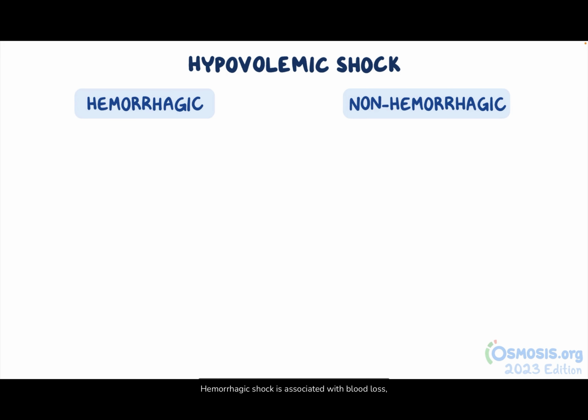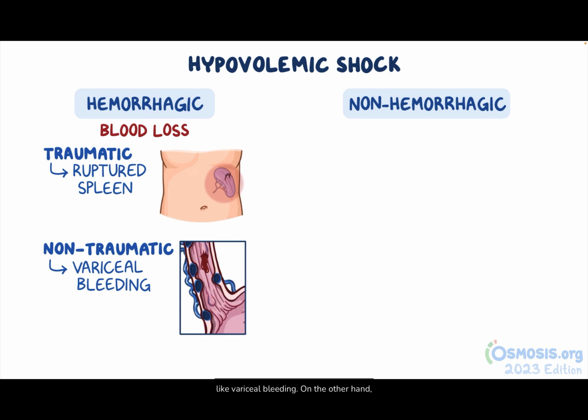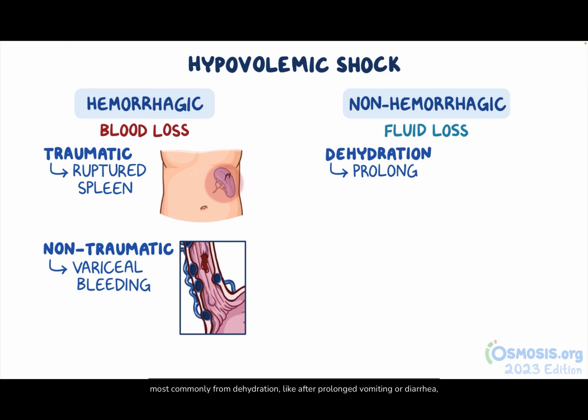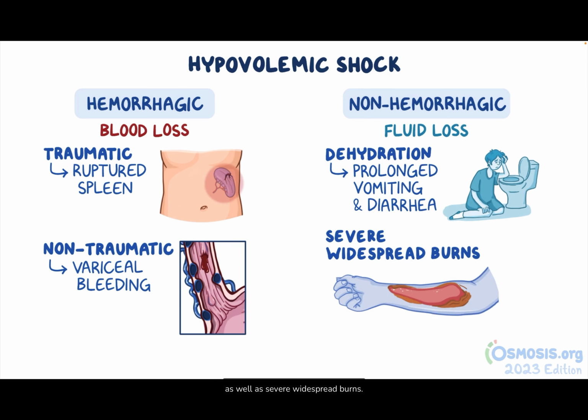Hemorrhagic shock is associated with blood loss, which can be seen in traumatic conditions such as a ruptured spleen or non-traumatic conditions like variceal bleeding. On the other hand, non-hemorrhagic shock is associated with fluid loss, most commonly from dehydration, like after prolonged vomiting or diarrhea, as well as severe, widespread burns.